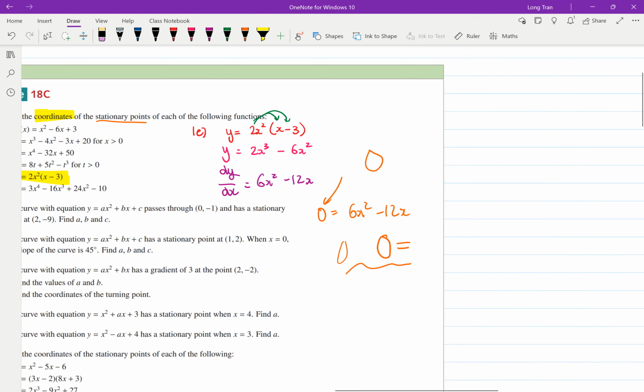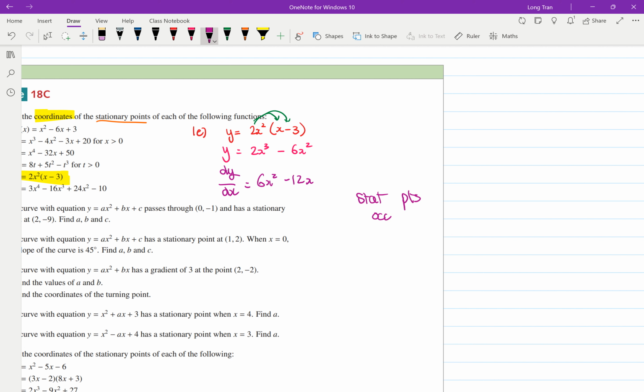So anyways, I lost track of where I was up to. I was saying you should have stat points. So please write in stationary points, or you can write stat points occur when dy/dx equals 0. Then you should do 0 equals 6x squared minus 12x. Yep.